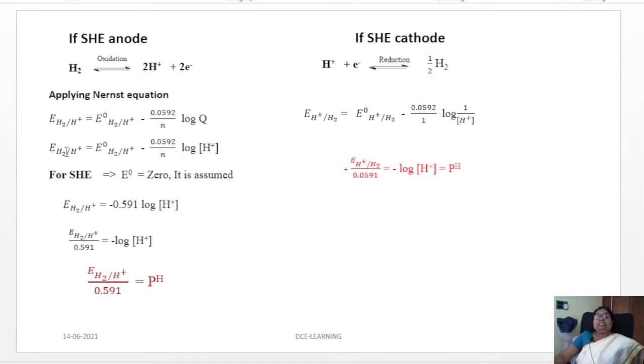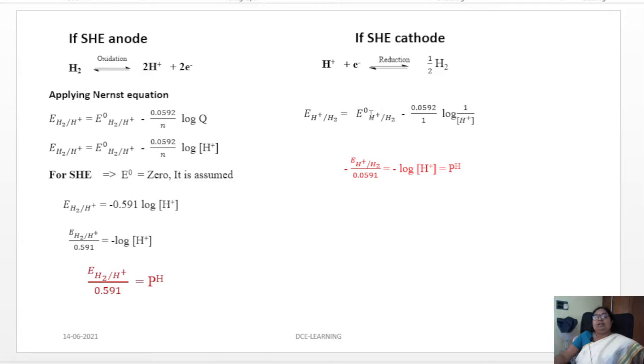Therefore the Nernst relation becomes E of the cell, I mean the SHE, equals E standard minus 0.0592 by n into log of H plus ion concentration. So if the SHE acts as an anode, once you know the EMF of that particular cell, that gives the pH, you can easily calculate it; or once you know the pH, the EMF of the cell is easily calculated.